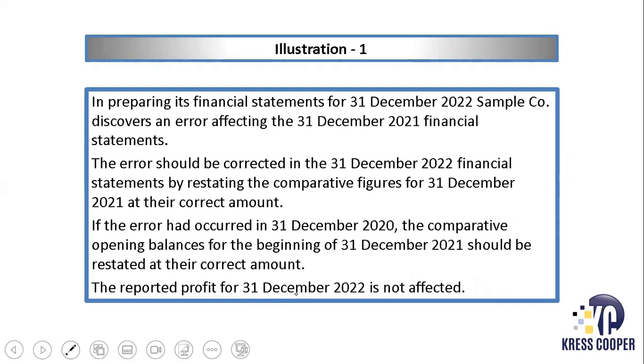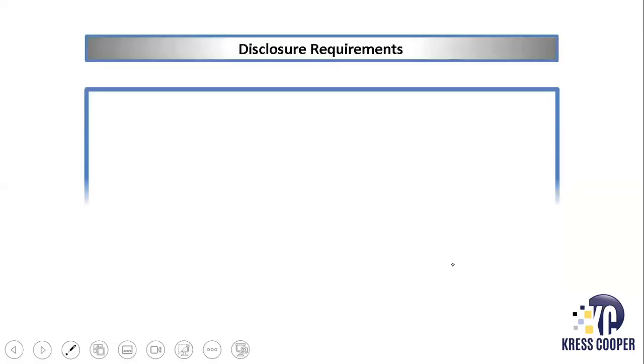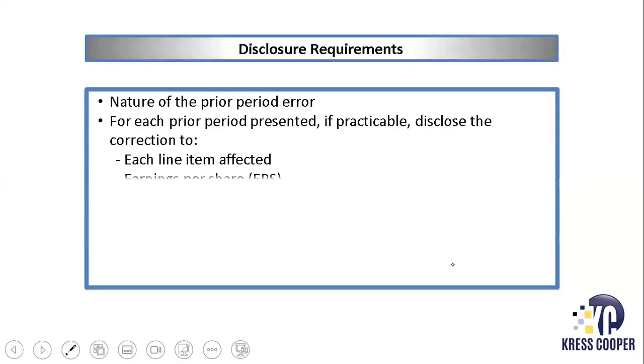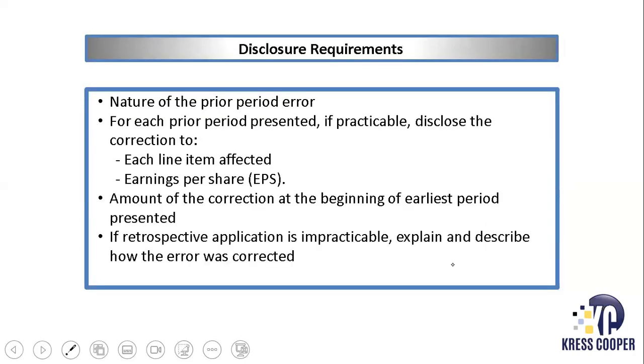In preparing the financial statements for the year ending on 31st December 22, Sample Company discovers an error affecting the 31st December 21 financial statements. The error should be corrected in the 31st December 22 financial statements by restating the comparative figures for 31. This is what I was discussing with you in the previous working, and the disclosure required in this case is the nature of the prior period error.